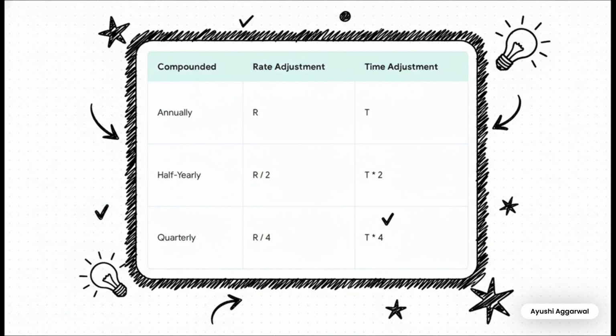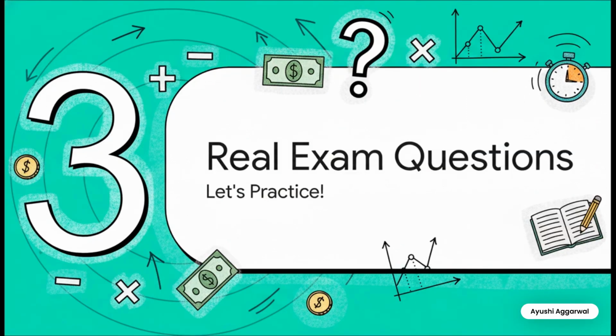If the interest is compounded half-yearly, you divide the rate by 2 and multiply the time by 2. If it's quarterly, you divide the rate by 4 and multiply the time by 4. This simple rule is the solution to about 80% of the questions you'll see in your exam. Do not forget this. All right, enough theory.